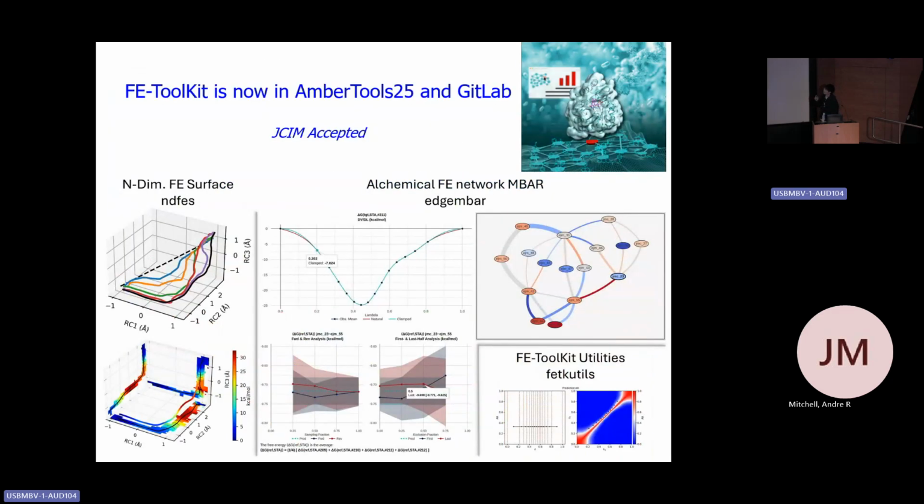And again, FE Toolkit is now available in Amber 25 and our own GitLab repository. If your project happens to want to scan the n-dimensional free energy surface, or if you want to do alchemical free energy network analysis using MBAR or TI at the same time, or you want to use the optimized lambda scheduling, you are free to try it out.